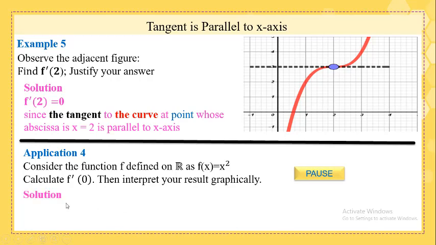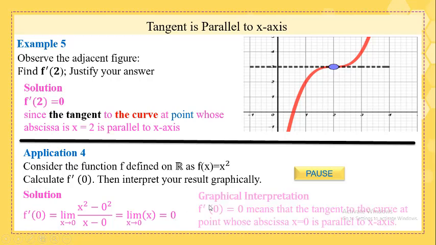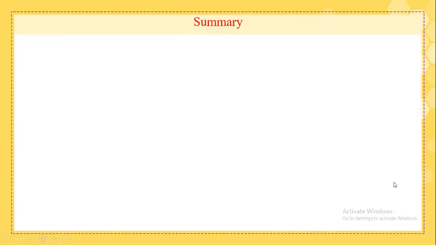Solution. f prime of 0 equals the limit of (x squared minus 0 squared) over (x minus 0). Apply the definition of the number derivative and we get the answer. It is 0. Then what do we deduce? We deduce that the tangent is parallel to the x-axis. Okay? Since the number derivative is 0, the slope of the tangent is 0.